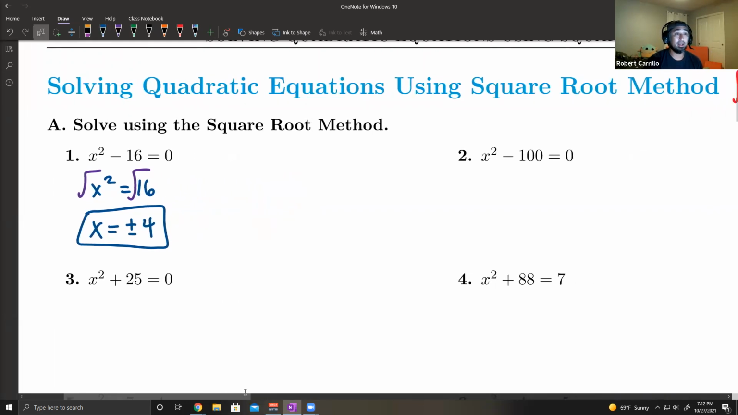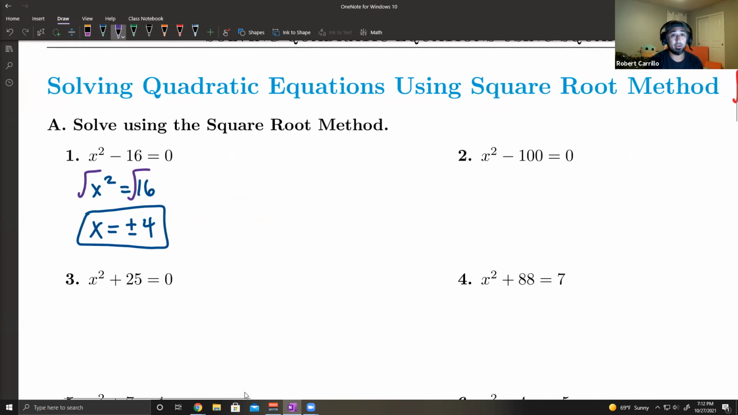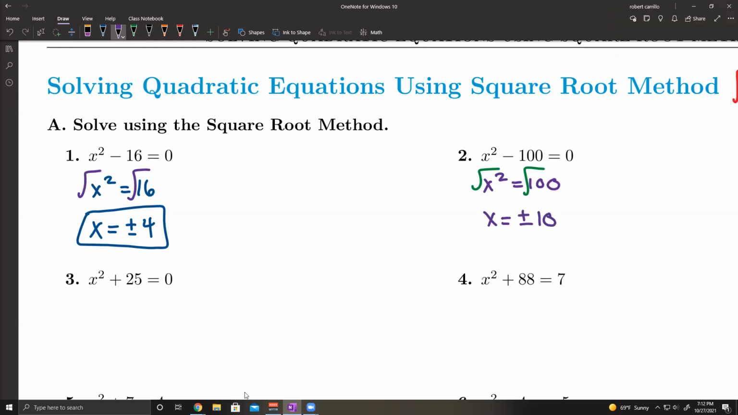All right. Again, look at number 2. Add that 100 over, and you get x squared equals 100. Square root both sides. And what is the square root of 100? 10.